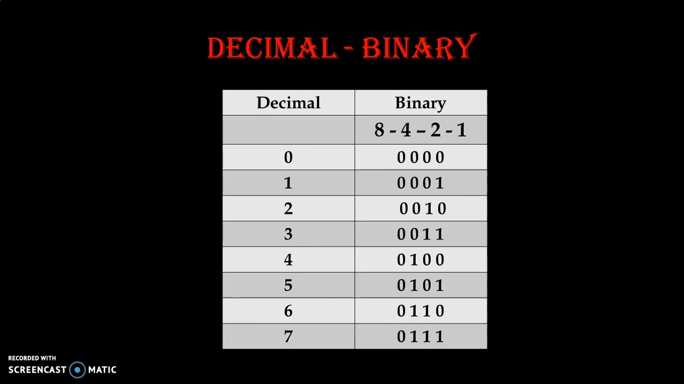So we have to follow 8421 system. 8421, it is very important, right? In similar way, we can write for 8, 9, 10, 11, 12, 13, 14 and 15. Because when we use 4 bits, then the maximum possible value is 15.